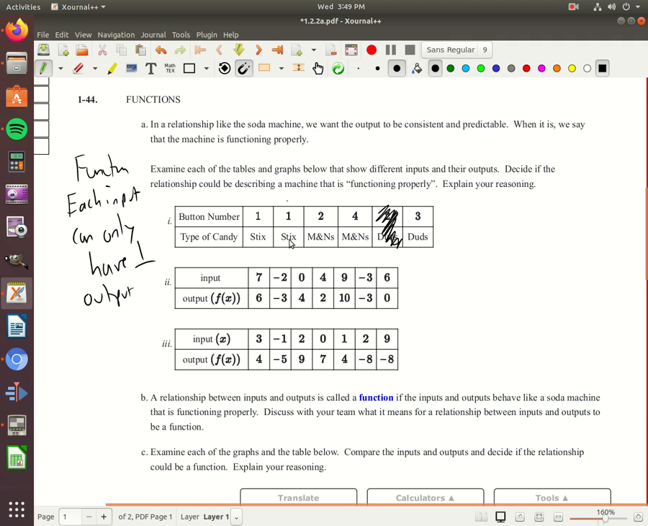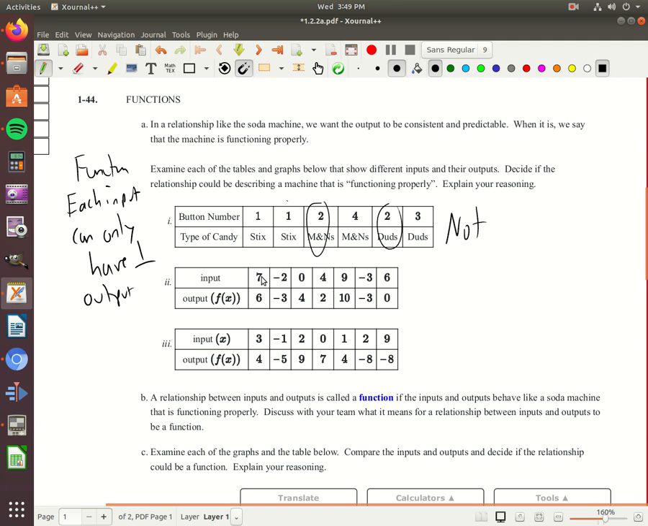Now if I press 1, I get a sticks. If I press 2, I get an M&M. If I press 3, I get a dud. And if I press 4, I get an M&M. Well, that is consistent. Even though I can get an M&M from 2 different buttons, each button only does one thing. And that's what makes it consistent. Where it loses its consistency is right here, where this button does 2 things. And that's the inconsistency. So this would not be a function.